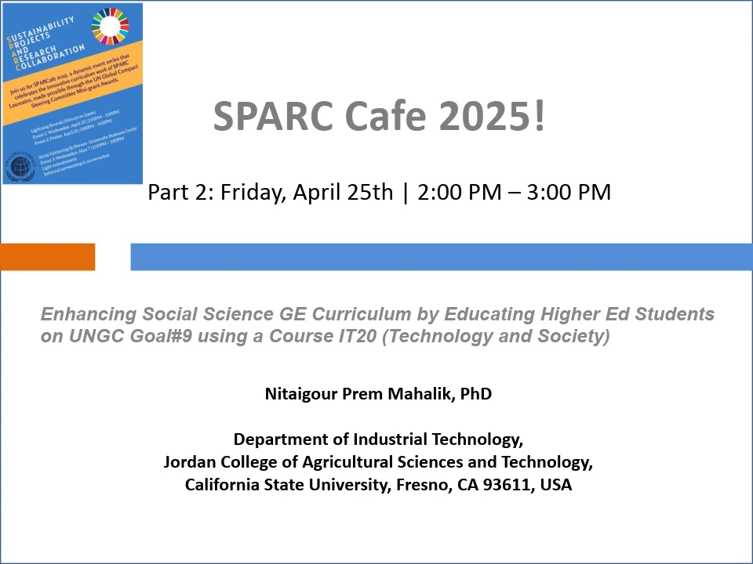We mostly teach STEM courses, but the course that I have implemented, the UNGC goals and principles, is a social science GE course in area D2, and it's called Technology and Society, and its number is IT20. As you can see, the title of my presentation is Enhancing Social Science GE Curriculum by Educating Higher Ed Students on UNGC Goal number 9 using a course IT20, which is Technology and Society.